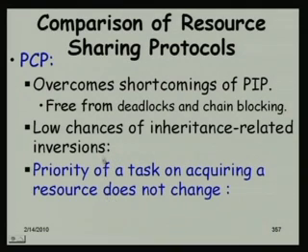The main reason it incurs low inheritance inversion is that the priority of a task does not change when it acquires the resource. So, intermediate priority tasks will not get affected, unless of course a higher priority task is waiting for the resource.